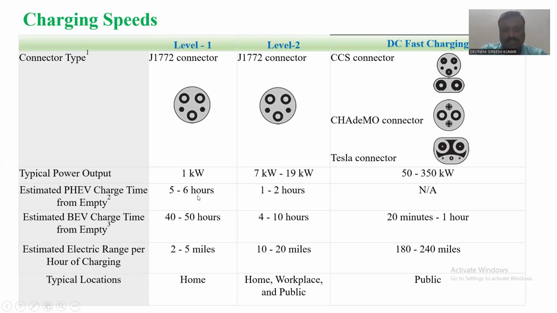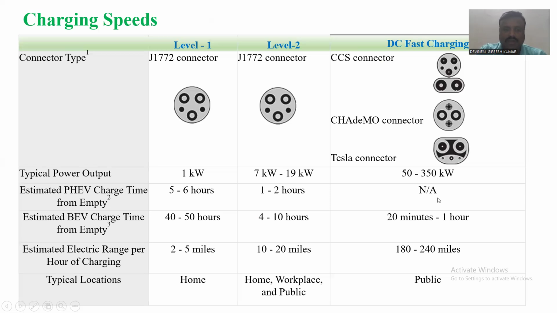Now if you look at the estimated charging time from empty, meaning the battery at zero charge, it takes 5 to 6 hours for a level 1 connector to completely charge, and 1 to 2 hours for a level 2 connector. For a DC charging station, it is less than 1 hour. It is not mentioned here for plug-in hybrid electric vehicles because it is not required for DC fast charging.